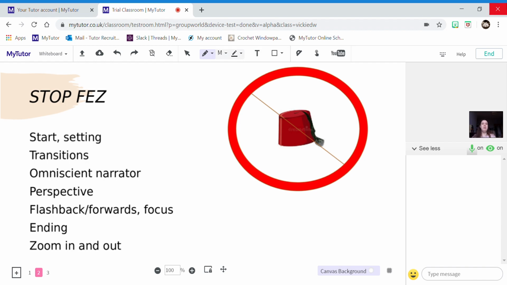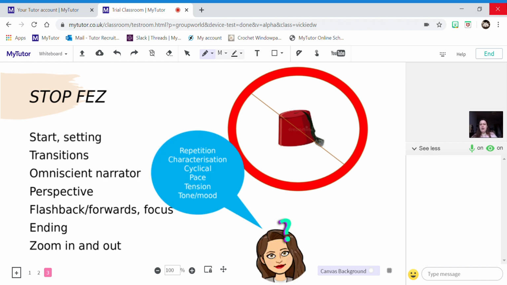Focus, so what are we being told to look at here? What are we reading about? Ending, which I've already gone over, and zoom in and out. So are we being given specific details of something, or are we looking at the wider picture? And then we have to question ourselves, if so, and why. So there's also some other things that don't fit into this, which we could also talk about.